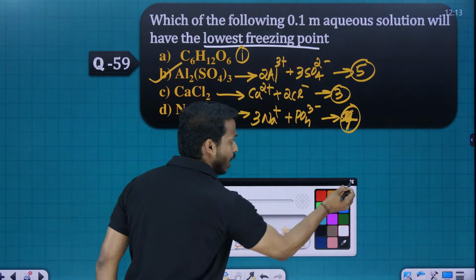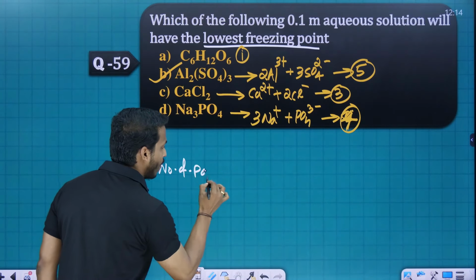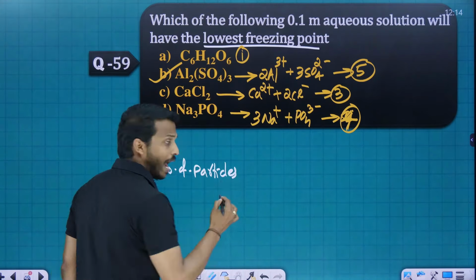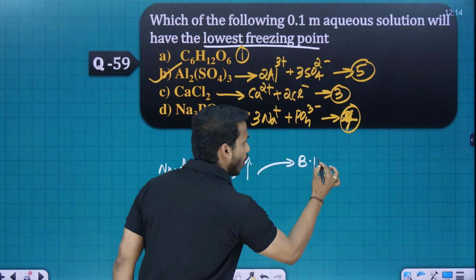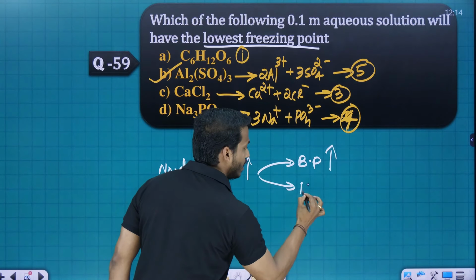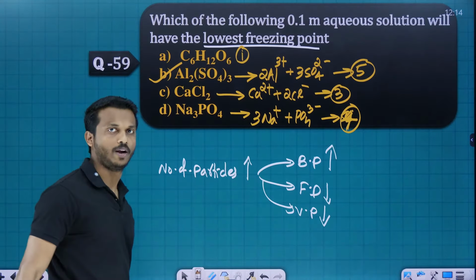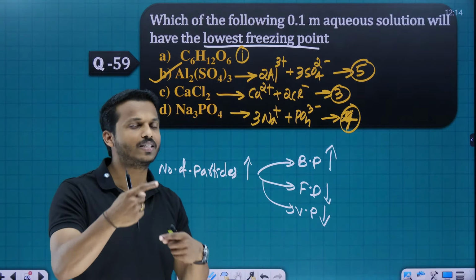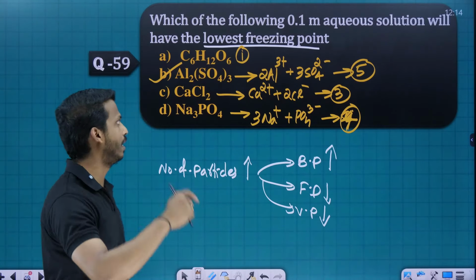So this point please don't forget, okay dear, this is the point I'm telling you. As the number of particles increases, remember, only the boiling point increases, freezing point and vapor pressure decrease. Please remember this point. As number of particles increases, only boiling point increases, but freezing point and vapor pressure decrease.